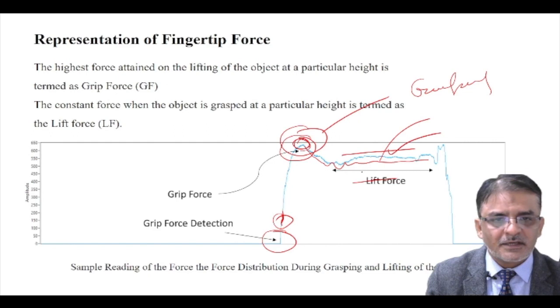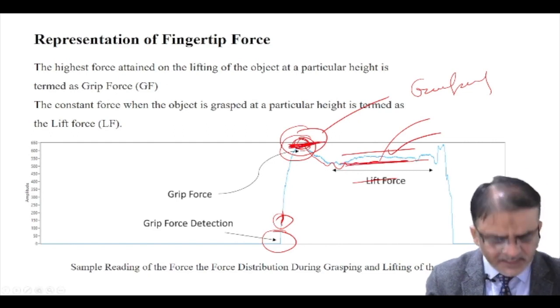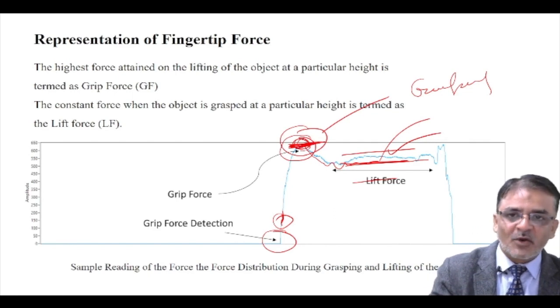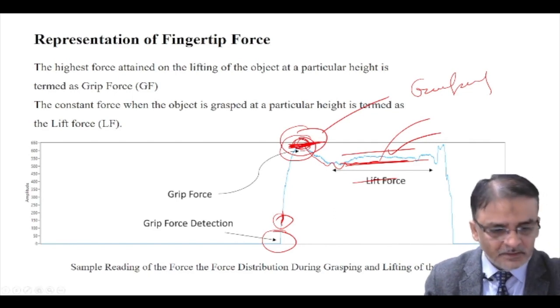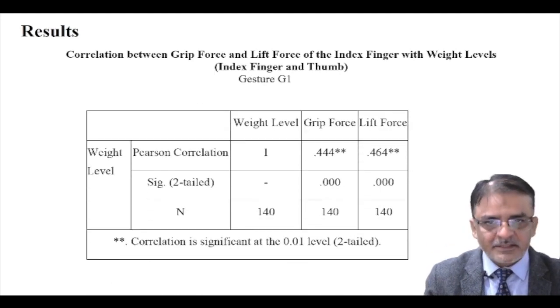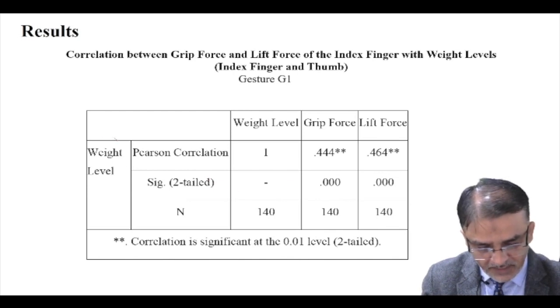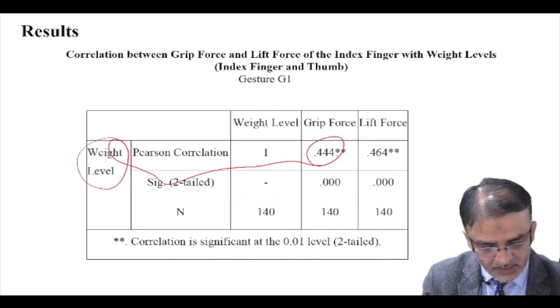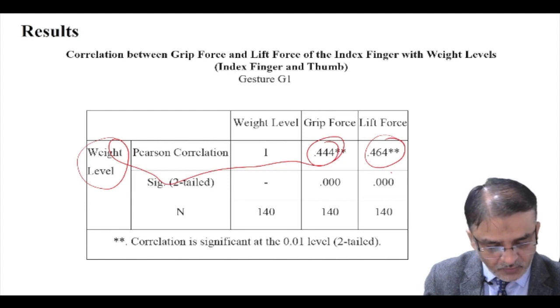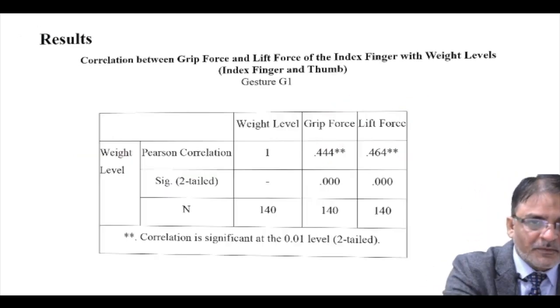One is called lift force and the other is called grip force. This is the general pattern we get in all subjects in all trials. For gesture 1, when we analyzed the data based on correlation, we found that weight was highly, significantly correlated with grip force as well as lift force, as we see in the next slide.